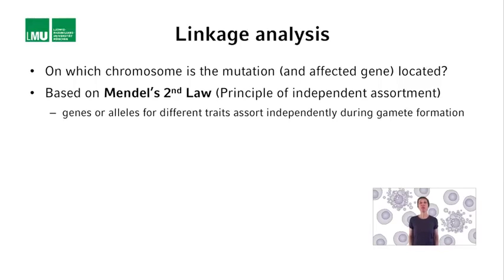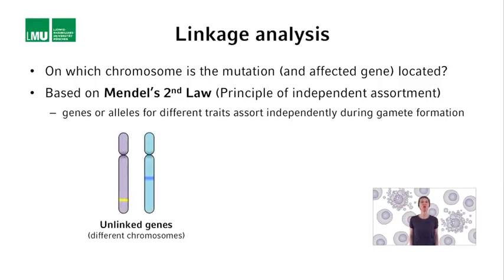The principle of independent assortment states that genes or alleles for different traits assort independently of one another in gamete formation. However, this is of course only true for genes that are located on different chromosomes. It is not true for genes that are located on the same chromosome. If genes are located on the same chromosome, one refers to them as linked.